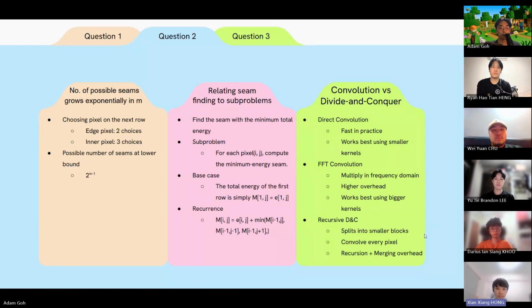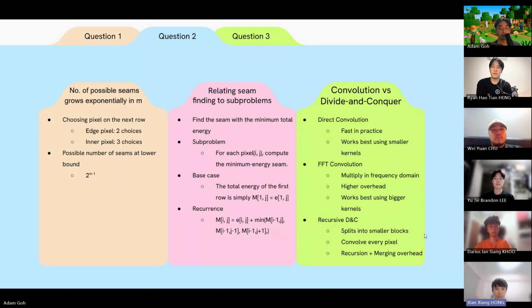When we find a seam that has the minimum total energy, we need to know the minimum energy seam ending at the last row. And to find that, we need to know the minimum energy seam at the second from last row. And to do that, we need the minimum energy seam at the third from last row, and so on. So the problem naturally breaks down into subproblems.